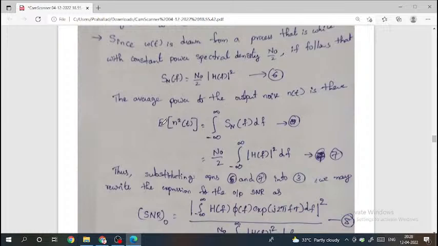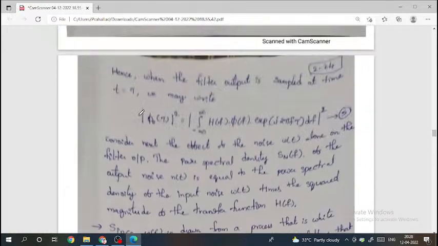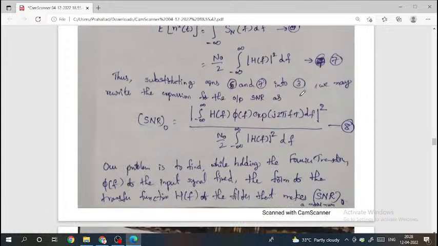Now we have E[n²(t)], that is 7, and the fifth expression is this one, |φ0(t)|². Substitute these two in expression number 3, which is the signal to noise ratio at the output. So rewrite the expression, we will get like this.